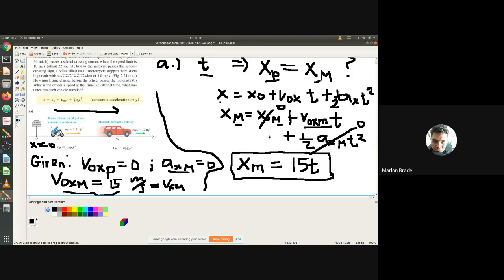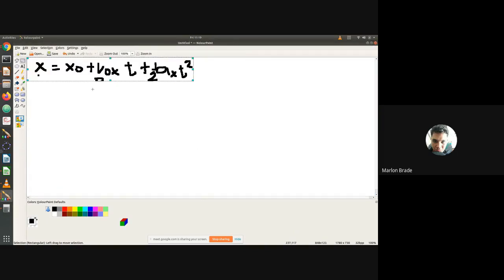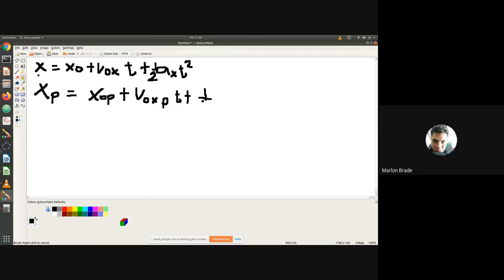Now what is the position of the police officer? We label it with the subscript P to emphasize the police officer. So x p equals v naught x p t plus 1/2 a x p t squared. The police officer starts from the skull crossing corner, which we assume is equal to 0.